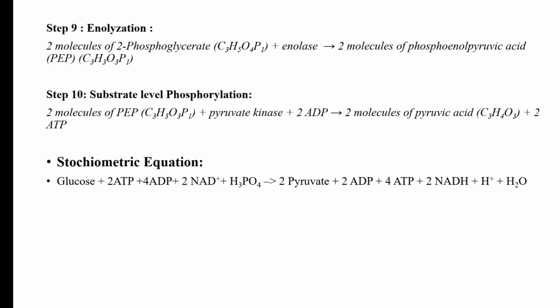Stoichiometric equation of glycolysis. 1 glucose plus 2 ATP with enzymes in 10 steps ultimately yields 2 pyruvate plus 4 ATP plus 2 NADH plus H plus H2O. So the total net yield of a glycolysis cycle is 2 direct ATP and 2 NADH molecules. 1 NADH molecule is equivalent to 3 ATP, so the total ATP yield per glycolysis is 8 ATP molecules.